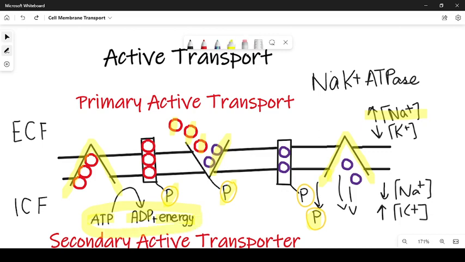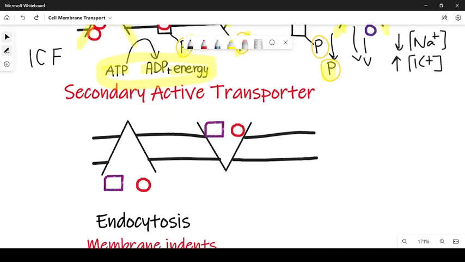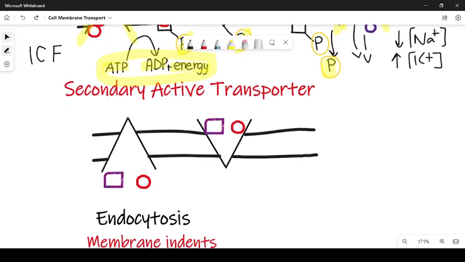Next we have secondary active transport. Secondary active transport uses the potential energy stored in the concentration gradient of one molecule to push another molecule against its concentration gradient. So let's suppose this one. In this example, we are going to see how the sodium-glucose transporter works as a secondary active transporter.